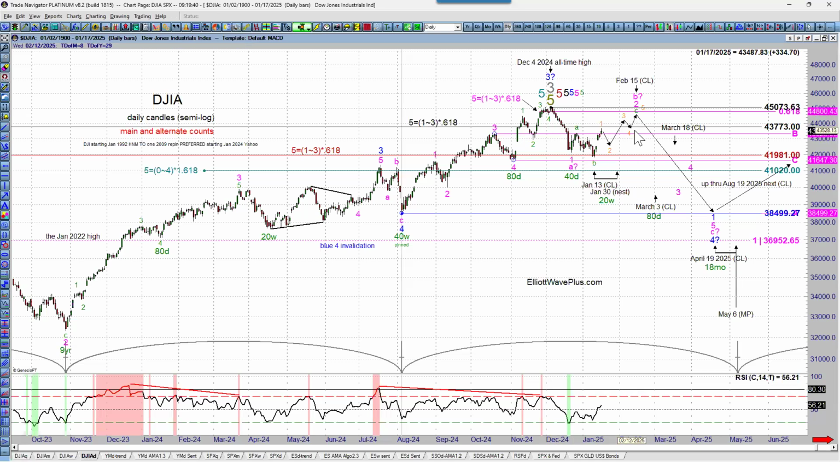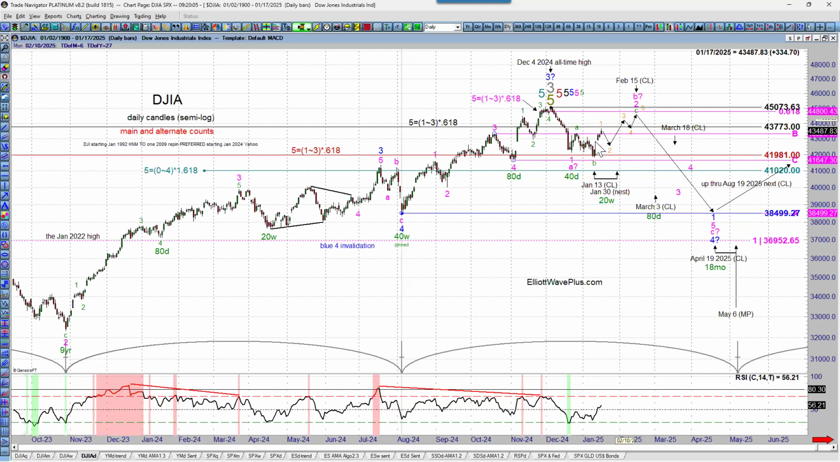Shorter term, the count is the same. So I'm counting this as a wave 1 or wave A, and essentially a 5-wave structure or an impulsive structure. And then 3 waves up for A, 3 waves down for B, and this would need to be a 5-wave structure up into mid-February. So probably a 1, 2, 3, 4, 5, the way I've drawn it right there.